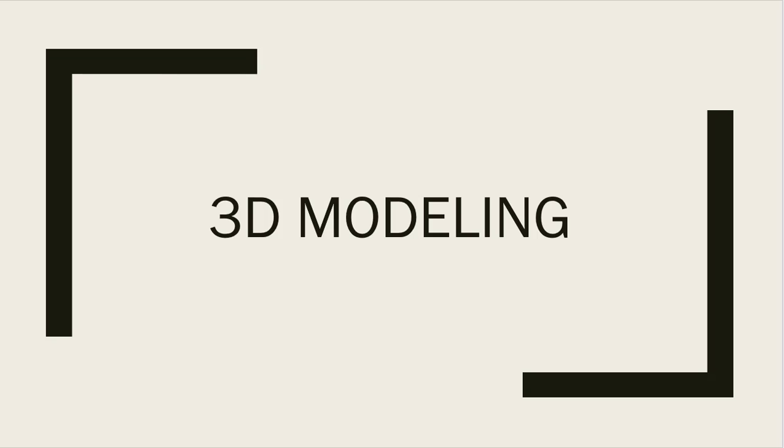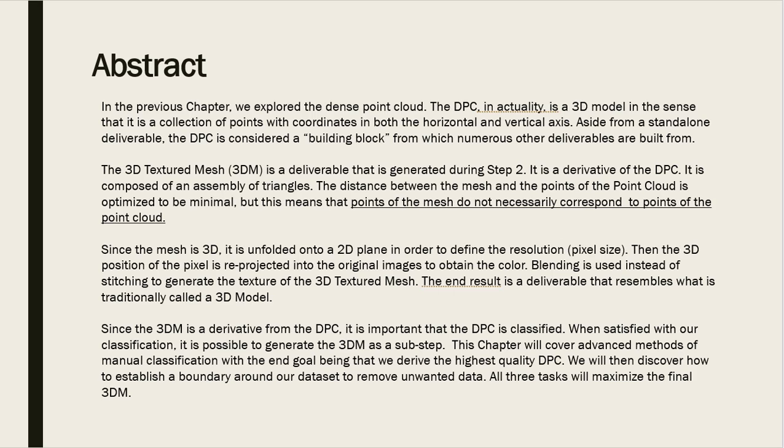In the previous chapter, we explored the dense point cloud. The DPC, in actuality, is a 3D model in the sense that it is a collection of points with coordinates in both the horizontal and vertical axes. Aside from a standalone deliverable, the DPC is considered a building block from which numerous other deliverables are built. The 3D textured mesh, or the 3DM, is a deliverable that is generated during step 2. It is a derivative of the DPC.